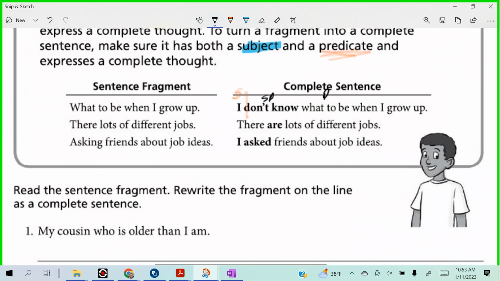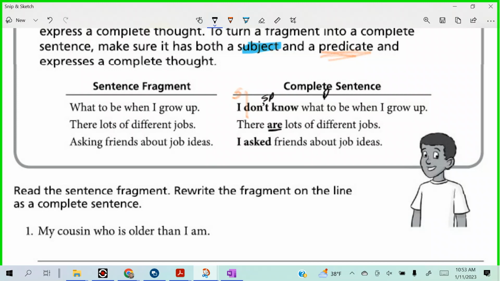Let's look at this one. Ready? This is a fragment. There are lots of different jobs. What are we missing here? There are. We're missing the simple predicate, aren't we? Right? How about this? Asking friends about job ideas. What's the subject and the predicate in that one? I. And what did I do? Asked is the simple predicate. What's the full predicate?